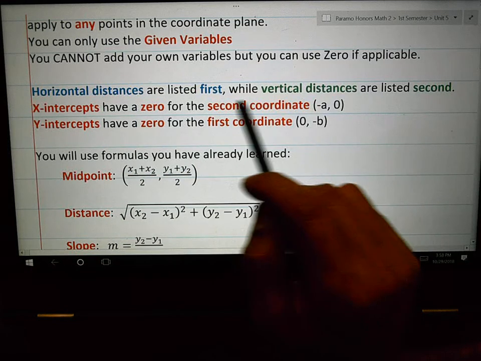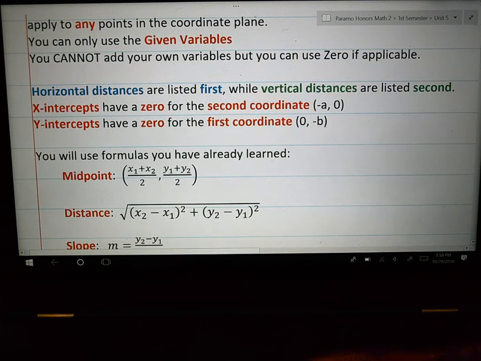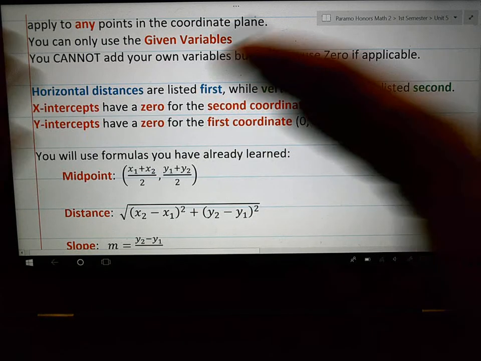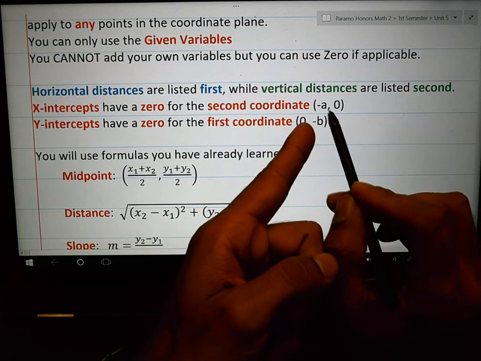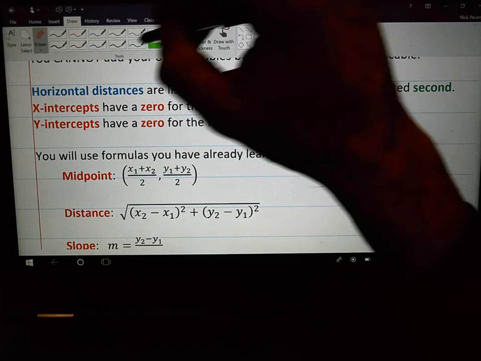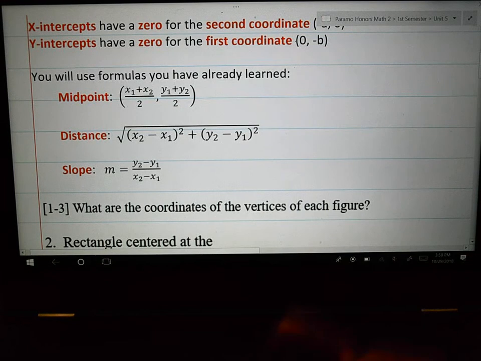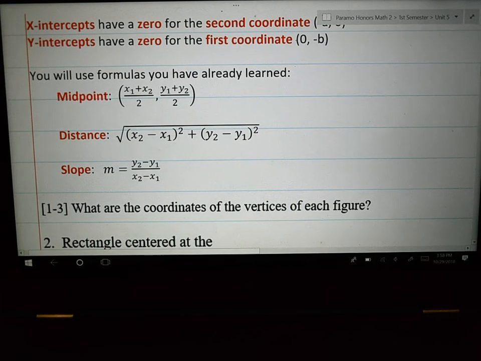Horizontal distances are listed first, vertical distances are listed second, so don't just go off of the variables. You'll see, that's what you have to do when you put this. This means this is the horizontal distance, and that means that it's the vertical distance. We've used these formulas before. We're going to use them again. Let's go ahead and do some examples.